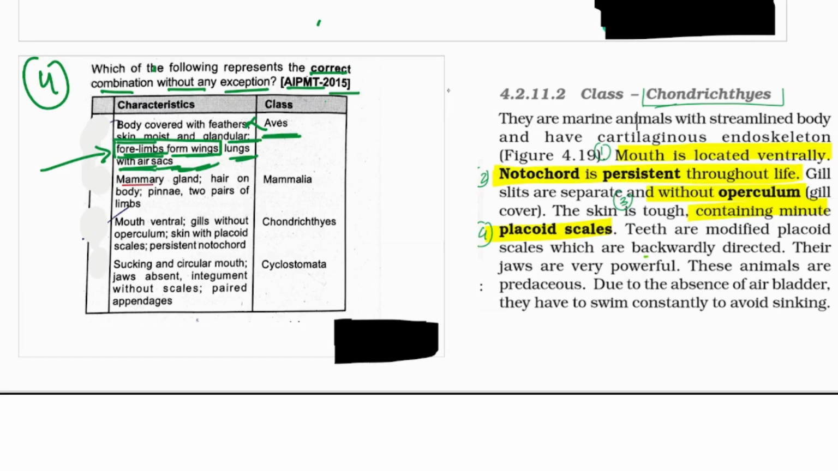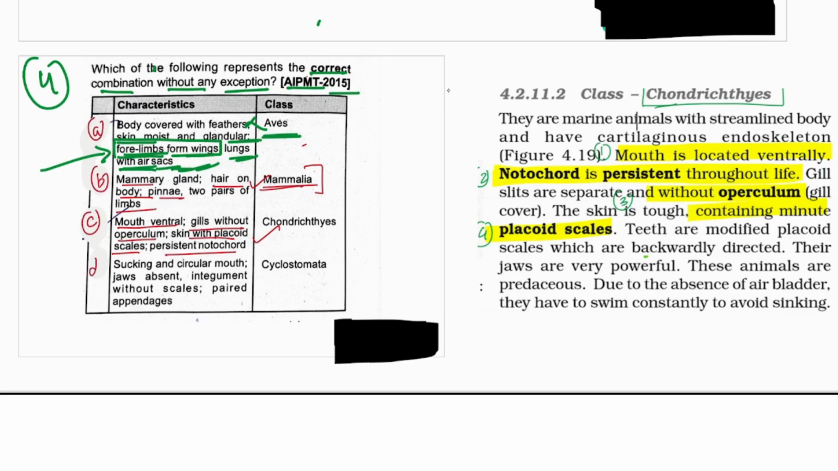Next is the mammary gland and hair on the body, pinna, two pairs of limbs, that is a characteristic of Mammalia. So that is absolutely correct. In the mammals we have seen, this is all given in the NCERT. Here for Chondrichthyes they are saying ventral mouth, gills without operculum, skin with placoid scales, and persistent notochord. That is also correct. We can go with B as well as C, because both are actually correct.